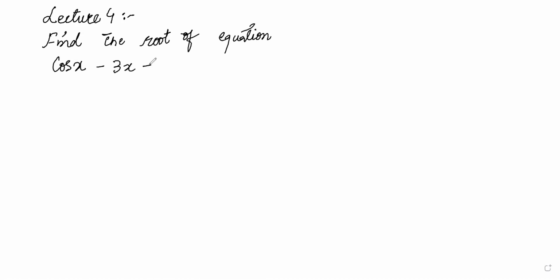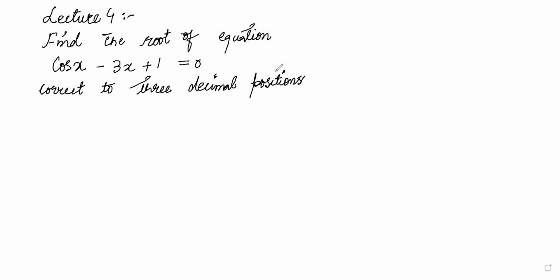The question is, find the root of cos x minus 3x plus 1 equal to 0, correct to 3 decimal positions. Okay, so we have the equation cos of x minus 3x plus 1 equal to 0. This equation we have to solve.